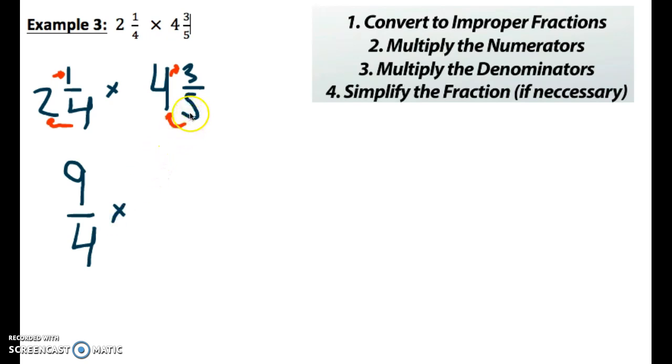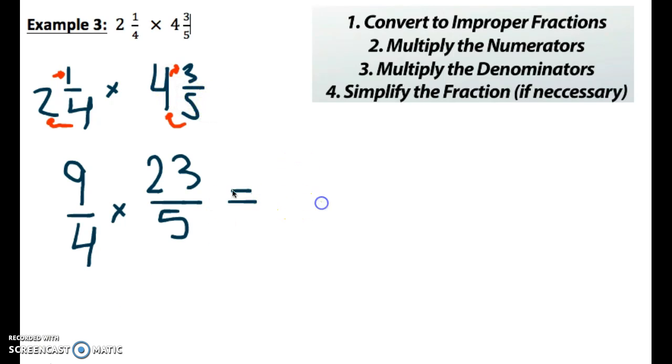Okay, so let's have a look over here. I'm going to take my 5 and multiply it by the 4, and that gives me 20. I've got 20 pieces plus 3 more, so I've got 23/5. Okay, and now we're going to do our steps again. Multiply the numerators and multiply the denominators.